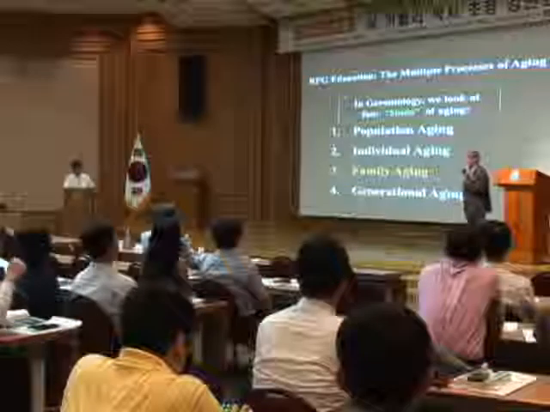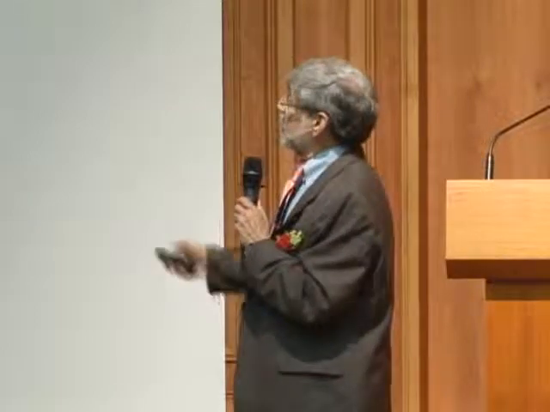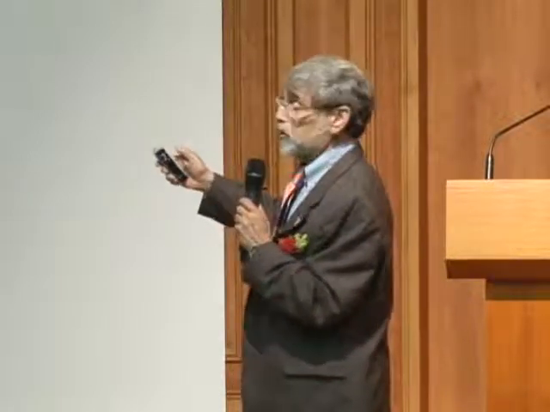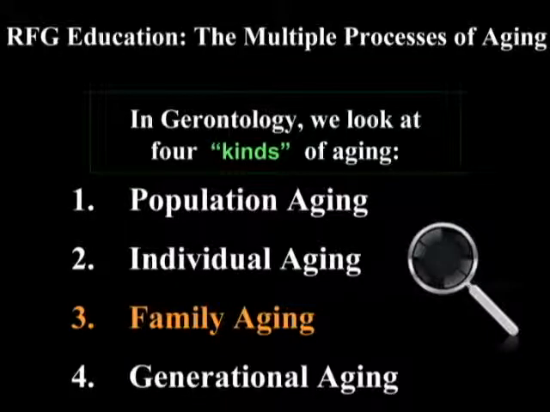So I said that there were 4 kinds of aging, and that RFG education includes these multiple kinds of aging. Well, it's not really kinds of aging, it's really 4 different lenses through which we look at these multiple processes of aging. Let me first just list them, and then we'll talk about them in a moment.